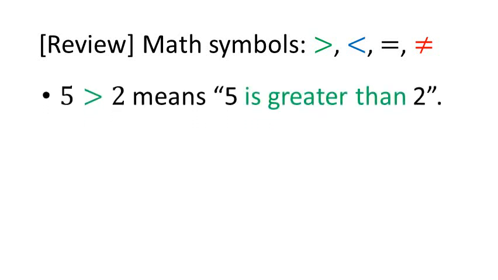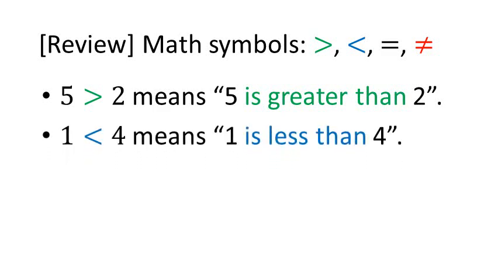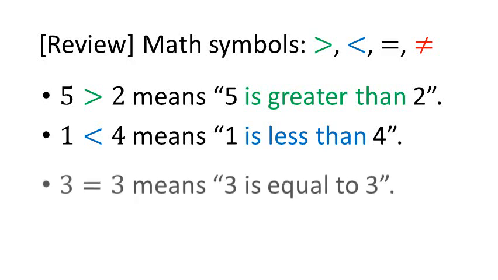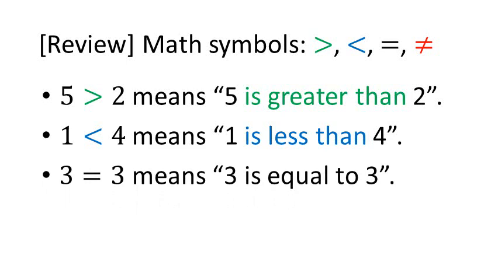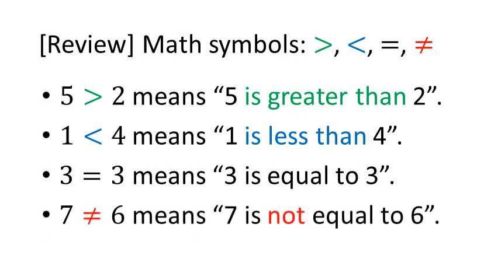5, left opening symbol, 2, means 5 is greater than 2, which is the same meaning as 5 is bigger than 2. 1, right opening symbol, 4, means 1 is less than 4, which is the same meaning as 1 is smaller than 4. 3, double minus sign, 3, means 3 is equal to 3. 7, equal sign with a bar, 6, means 7 is not equal to 6.